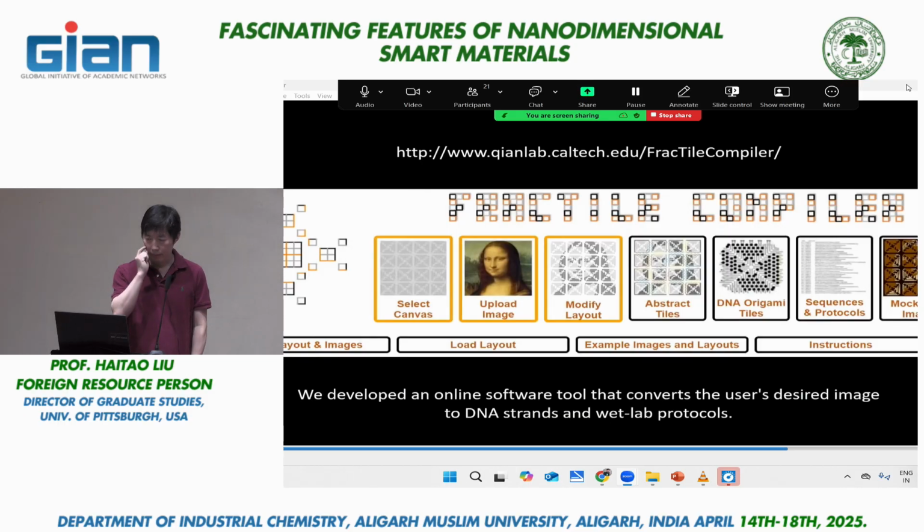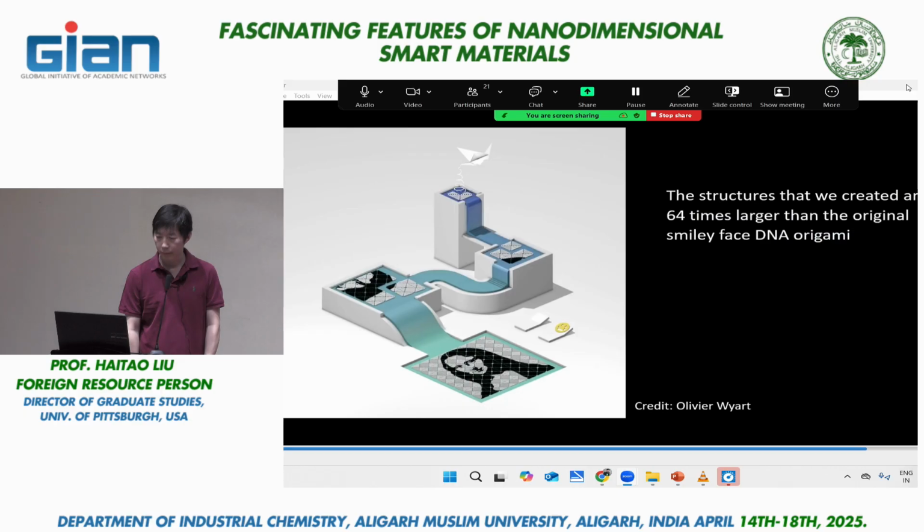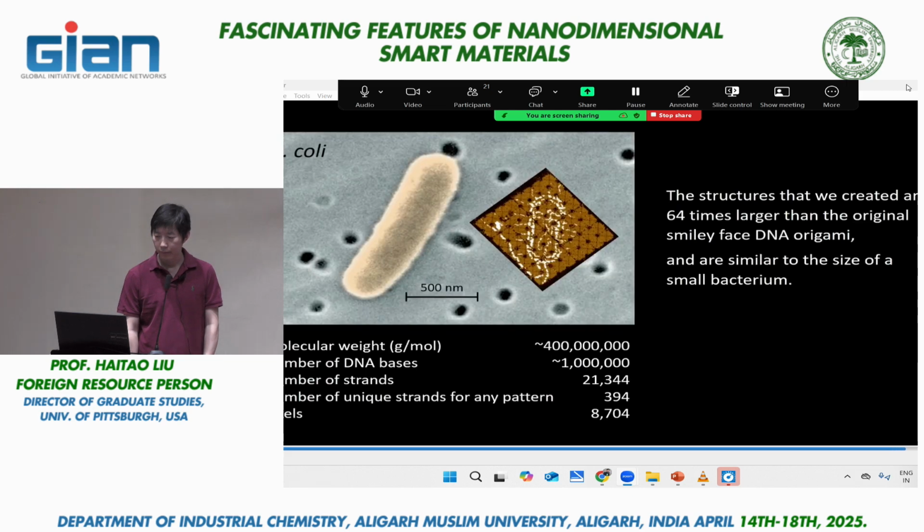We developed an online software tool that converts the user's desired image to DNA strands and wet lab protocols. The structures that we created are 64 times larger than the original smiley face DNA origami and are similar to the size of a small bacterium.